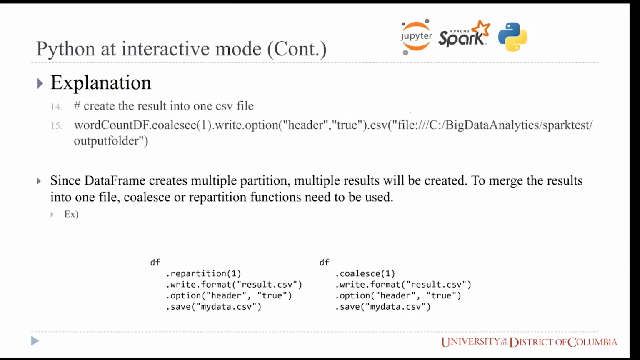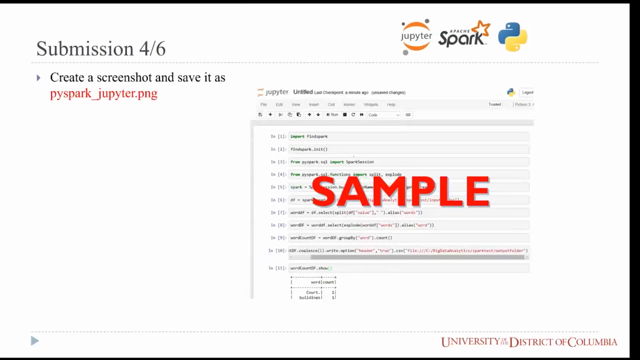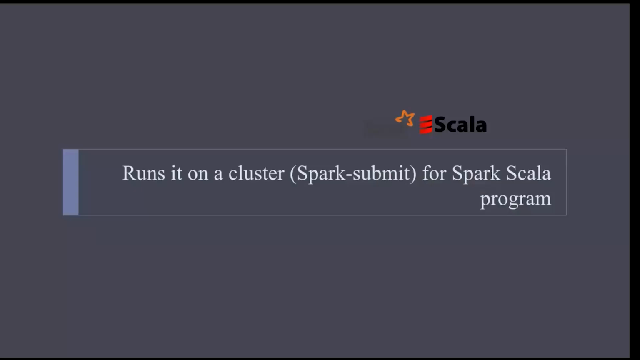Then if you want to, we can save it as CSV format. So that's a pretty nice feature that the DataFrame supports. However, the RDD does not support direct generation of CSV files. We need to convert it to a DataFrame and then save it.